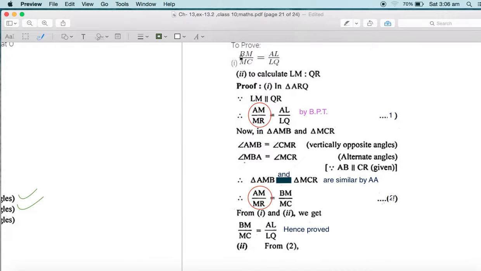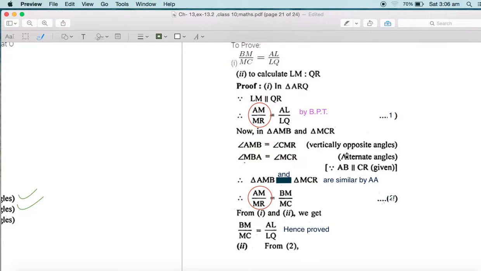What am I getting? The right hand side is exactly the same, but the left hand side is different. So I need to work upon the solution once again. Let this equation be 1. Let it be the same up till here. Now I am going to take two triangles, triangle AMB and triangle MCR. Angle AMB and MCR, because they are a pair of sides parallel.